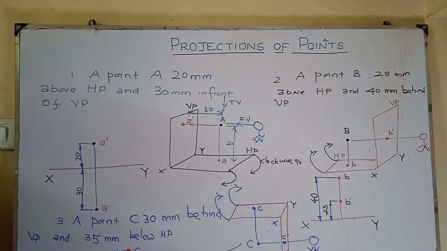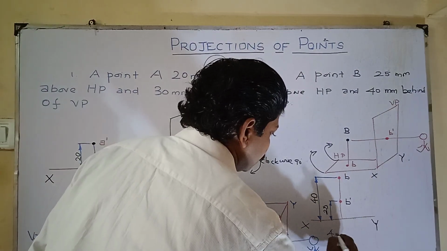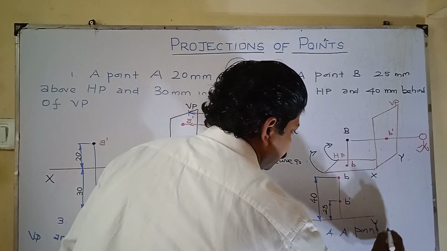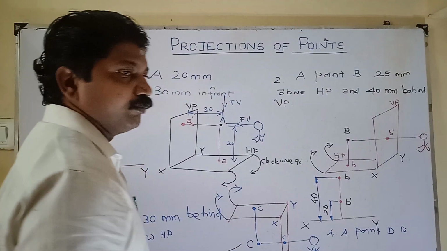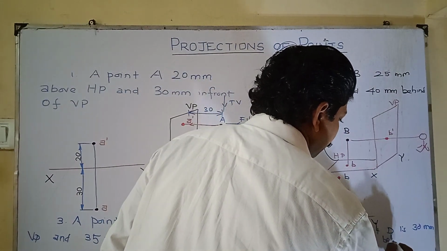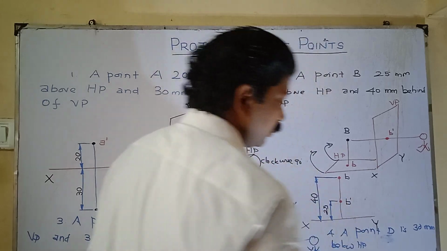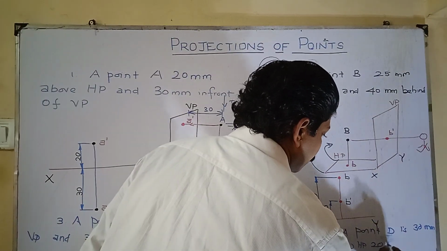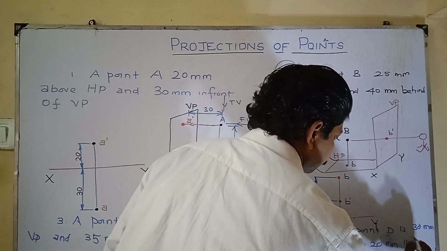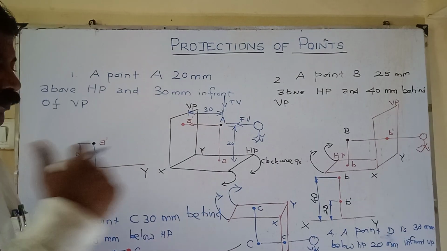Next we will move to the fourth quadrant. Consider a point D. Point D is 30 mm below HP and 20 mm in front of VP. Draw its projections. 30 mm below and 20 mm in front.